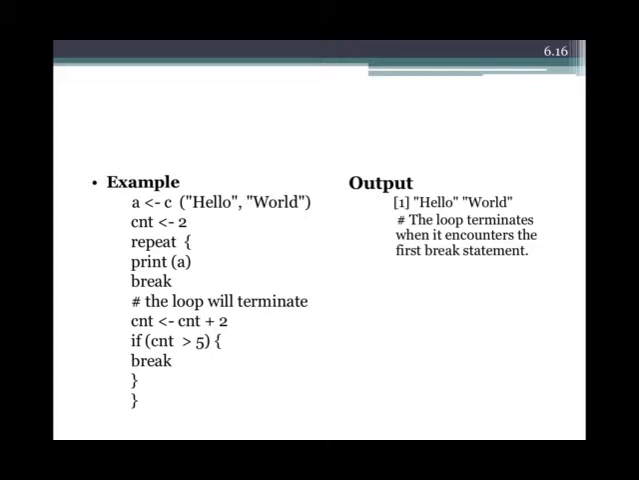So here you can see how we are doing it. We said hello world, the count is 2, the repeat, then we have print a and break. The loop will terminate, we said. If it is assigned value 2, then we are increasing it by 2 more till we exceed the value 6, and then the break brings us out.